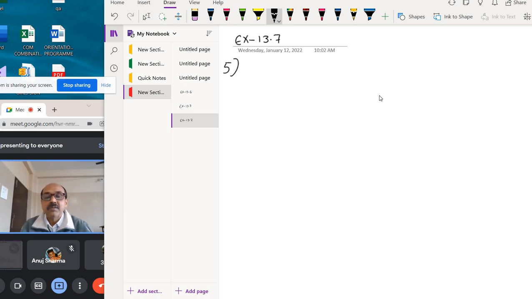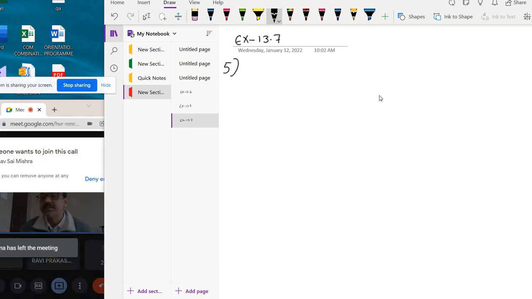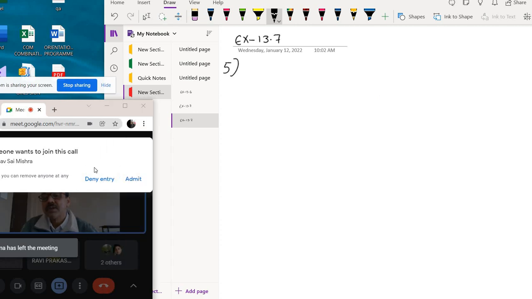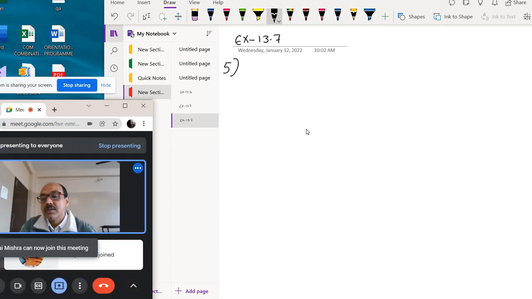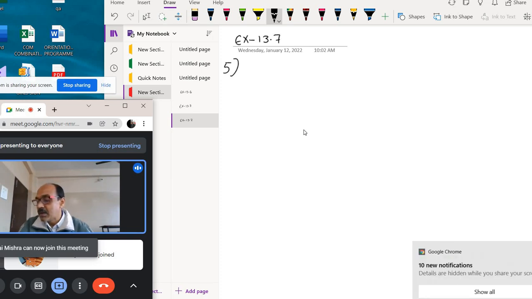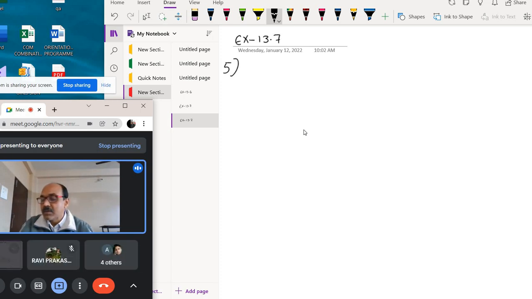Topic: surface areas and volumes. Exercise 13.7, question number 5. The question is: a conical pit of top diameter 3.5 meters is 12 meters deep. What is the capacity in kiloliters?